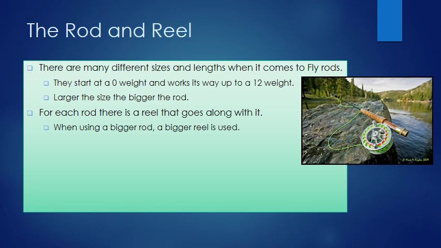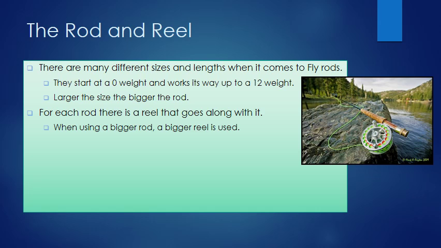With any type of fishing that you have, of course you need your rod and your reel. But with fly fishing, there is a certain rod and there's a certain reel that makes everything come together. There are many different types and sizes and lengths when it comes to fly rods. It starts at a 0 weight and it works its way up to a 12 weight. It all depends on what type of fish you are going for.